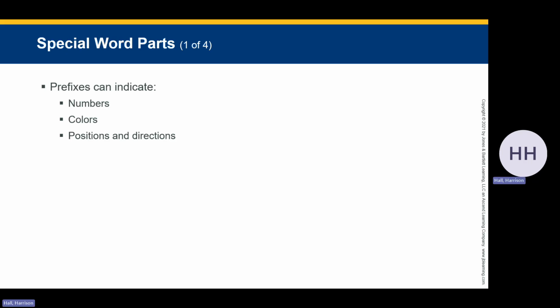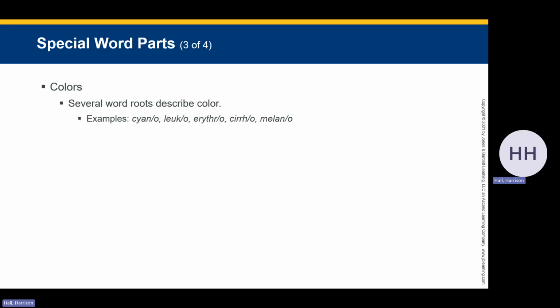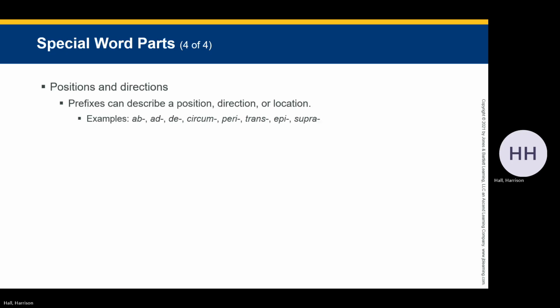Additionally, with prefixes, you can have numbers, colors, positions, directions. So here are some examples of numbers. So you have uni and so on, which are going to give you two or more types of parts, sides, and we'll get into that a little bit. And there's also going to be colors. So like a leukocyte, that's going to be a white blood cell. Erythrocyte, that's a red blood cell, and so on. And then you've also got positions and directions. We're going to go through several of these towards the end of this.